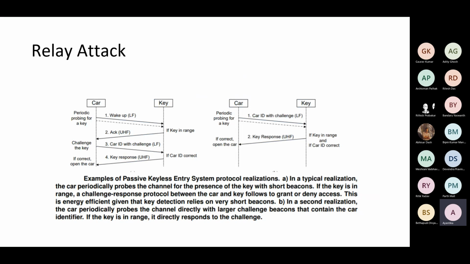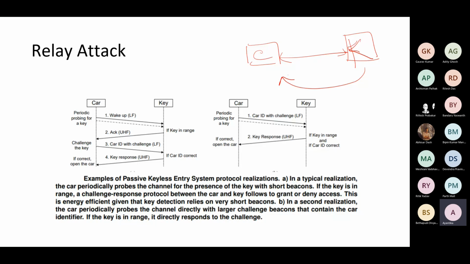That means there is some signal communication. If the key is within a typical range, like your car is here and your key is maybe here within that range, this signal communication is possible. This communication between the car and the key is possible, and based on the car's request, some input comes from the key, and then the communication will take place. And anyone can open the car if the key is within a particular distance.